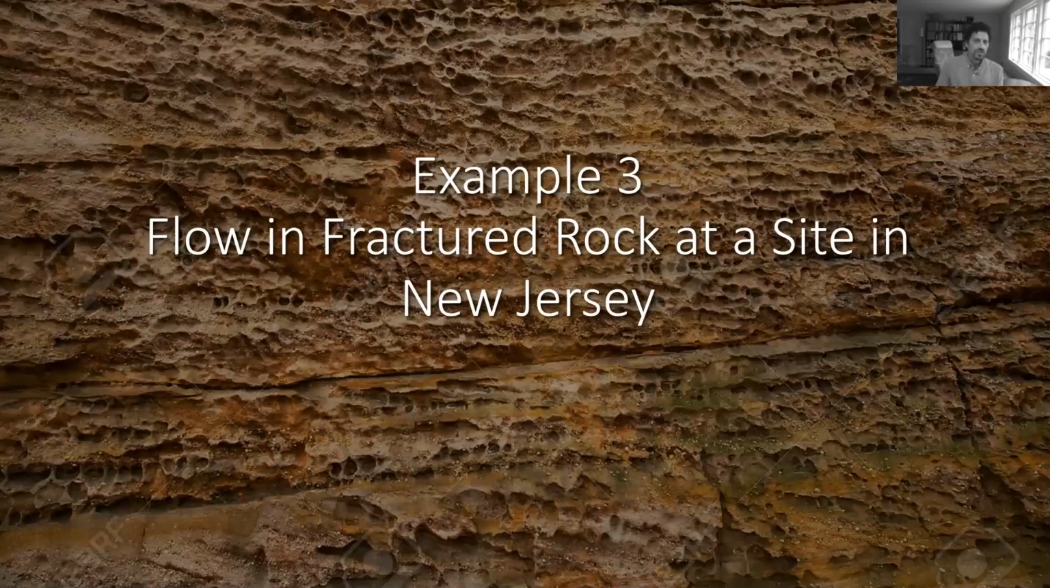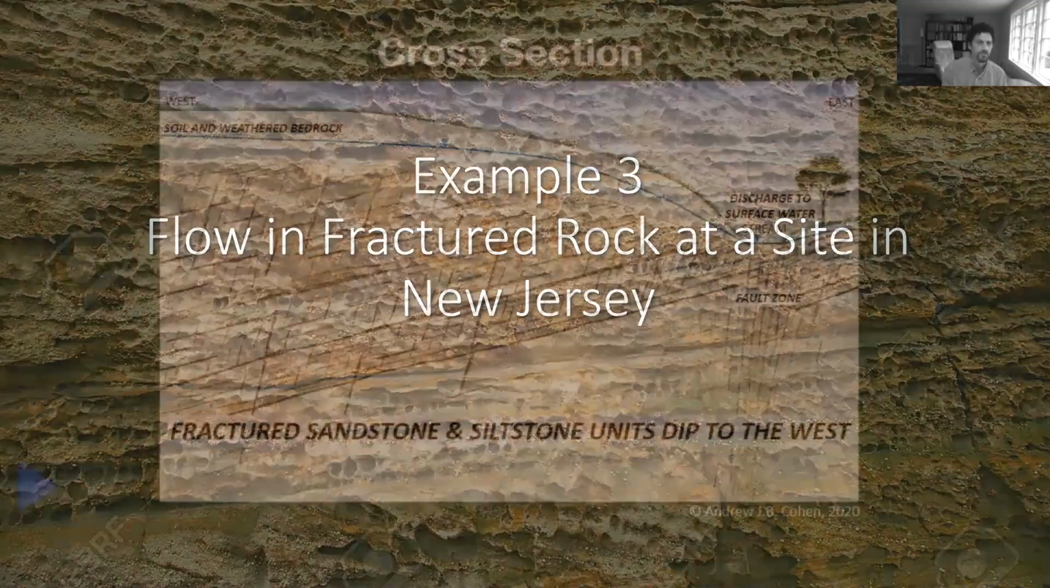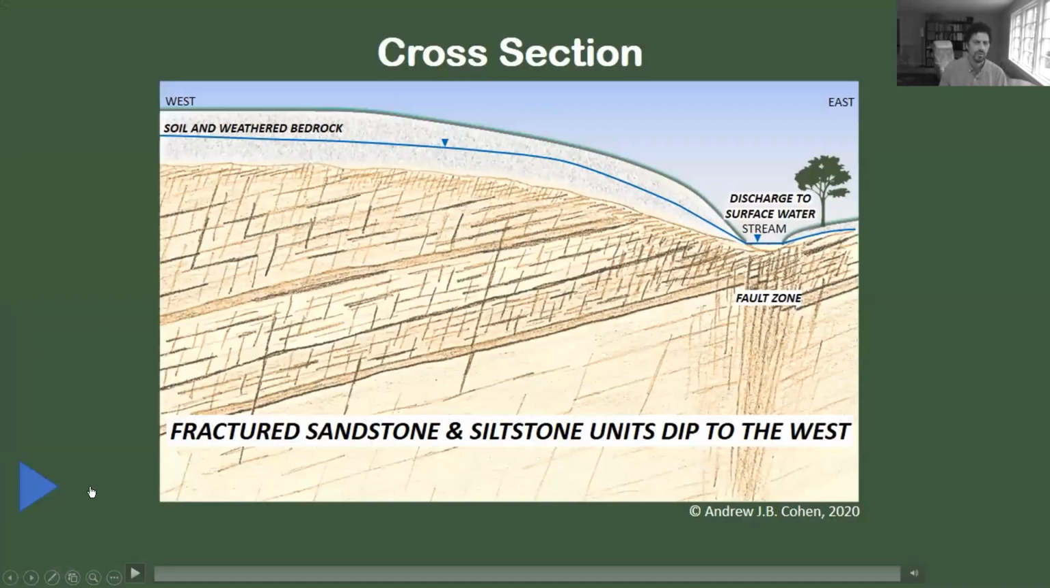Let's look at flow in fractured rock. So I was essentially just focusing on unconsolidated materials, alluvial materials, but the same thing happens in bedrock, in porous bedrock. Here we're looking at a cross section of a fractured sandstone and siltstone. We've got our bedrock with these fractures, vertical fractures, subhorizontal fractures. We've got soil and weathered bedrock on top.